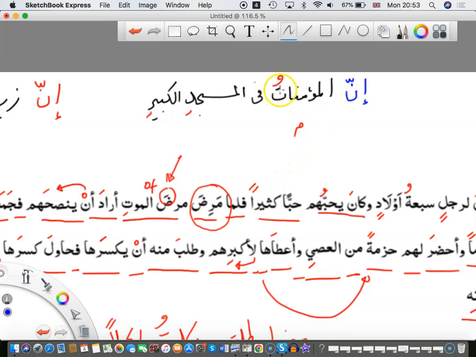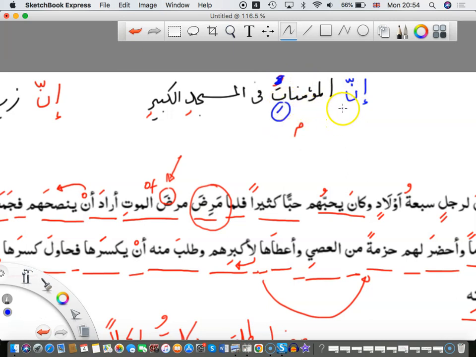What vowel are we going to put on the ta? Fatha or kasra? Who says fatha? Who says kasra? Why kasra? Kasra is correct. Remember, sound feminine plural can only take kasra or dhamma. You can't take fatha. Why? It can't be a conquering fatha. So the whole point of bringing this example is, do you recognize this word and what it can do?